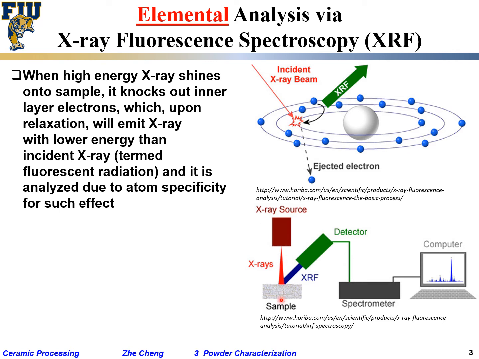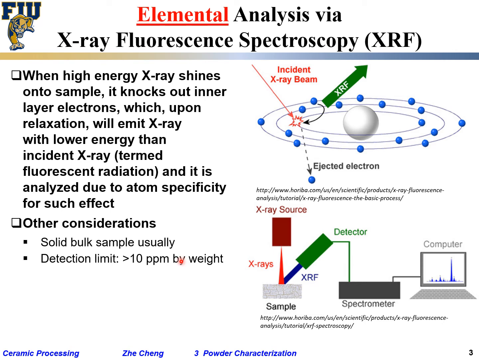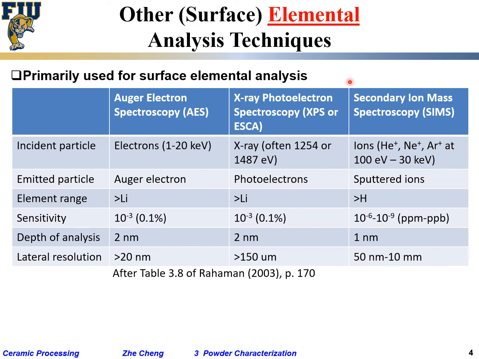Quite often we have something like this: an X-ray source shines onto the sample, we measure the X-ray fluorescence using a detector and get a spectrum. Consideration: you can use a bulk sample directly. In this case, you do not have to dissolve everything in water. Detection limit is 10 ppm or higher. And if you study surface analysis, there are some other techniques that material scientists or chemists quite often use. We will quickly go through them one by one.